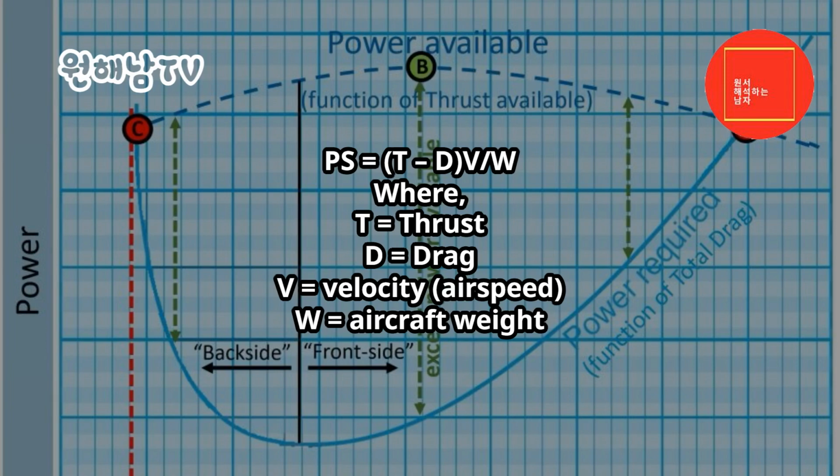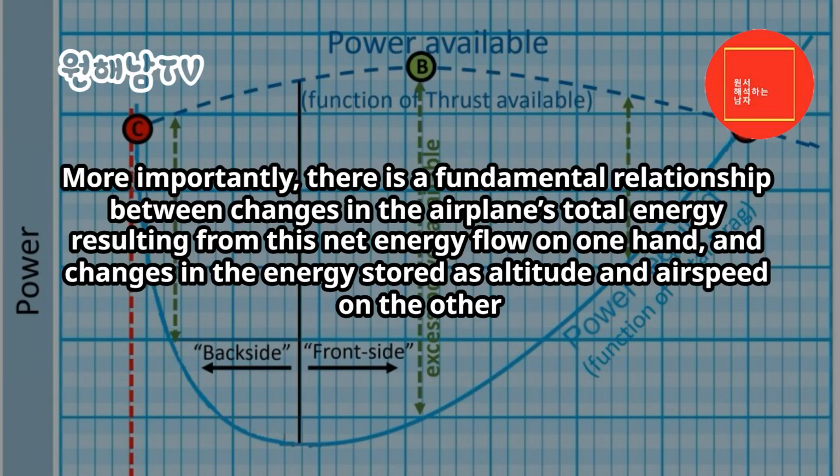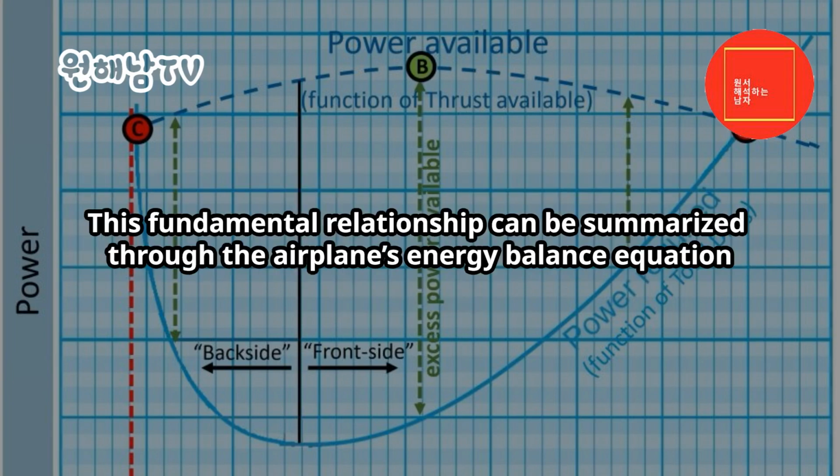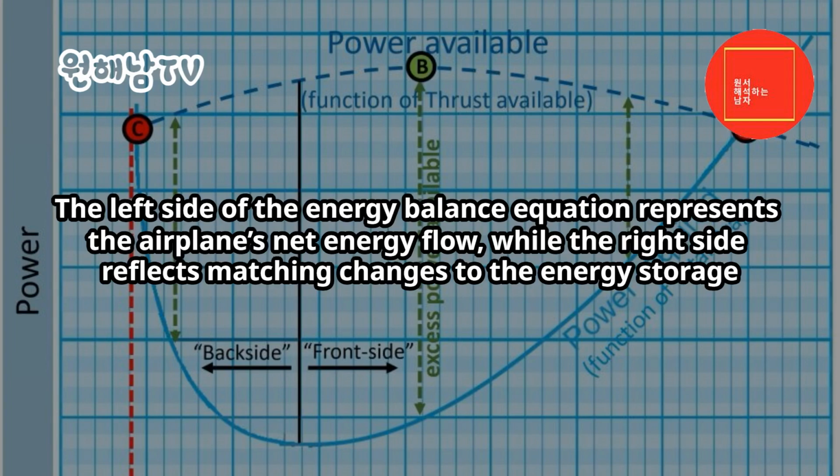More importantly, there is a fundamental relationship between changes in the airplane's total energy, resulting from this net energy flow on one hand, and changes in the energy stored as altitude and airspeed on the other. This fundamental relationship can be summarized through the airplane's energy balance equation. The left side of the energy balance equation represents the airplane's net energy flow, while the right side reflects matching changes to the energy storage.